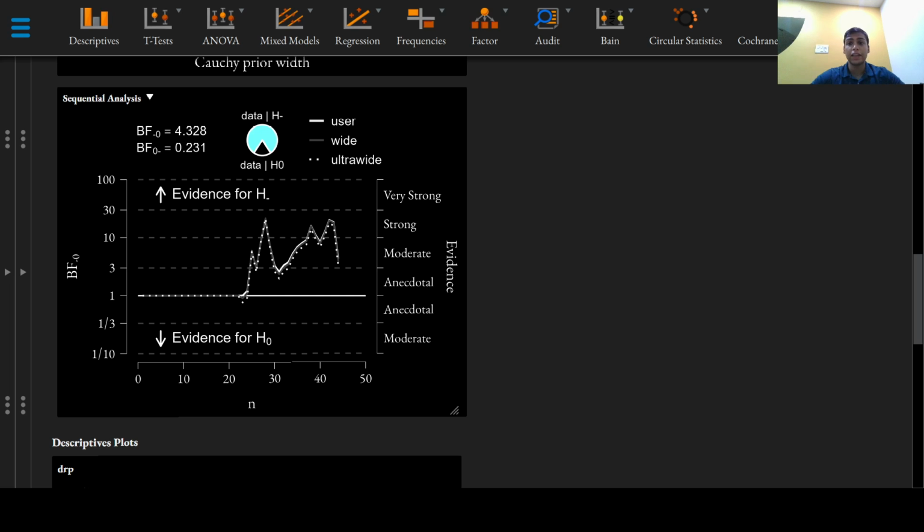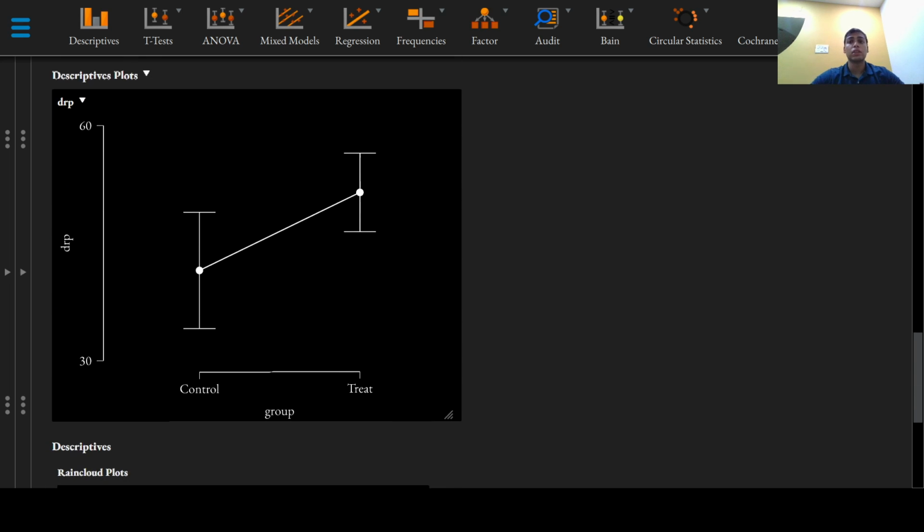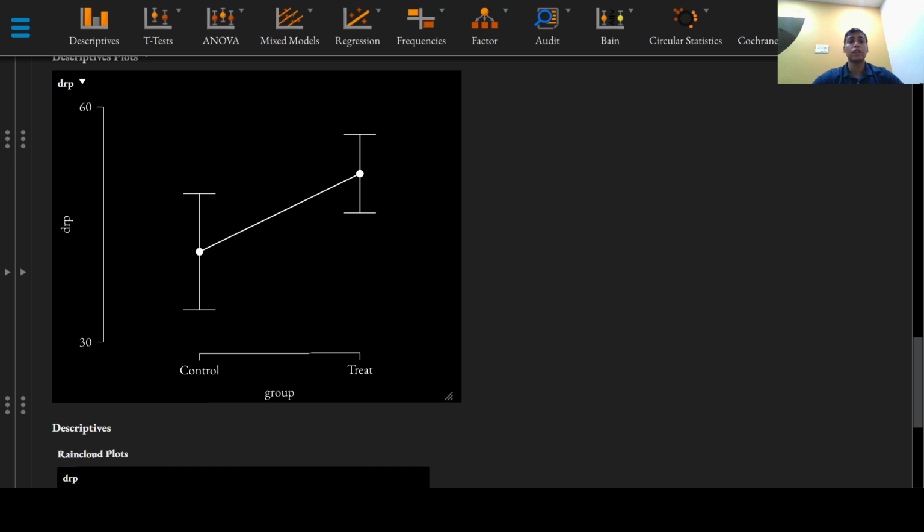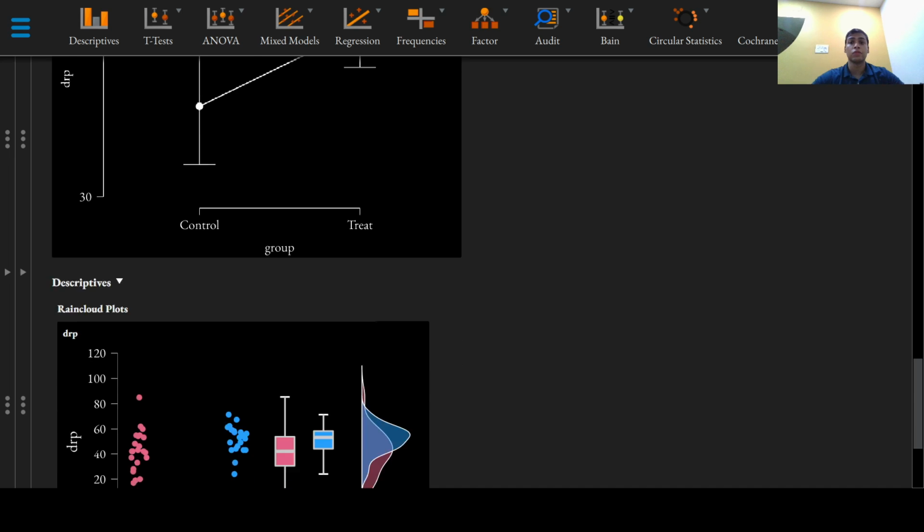The robustness check displays the development of the Bayes factor as a function of the number of data points using the wide and ultra wide prior distribution. So the gray line displays the Bayes factor computed with the wide prior distribution, and the dotted white line represents the Bayes factor computed with an ultra wide prior distribution, and of course the solid white line is using the user defined prior of 0.707 in this case.